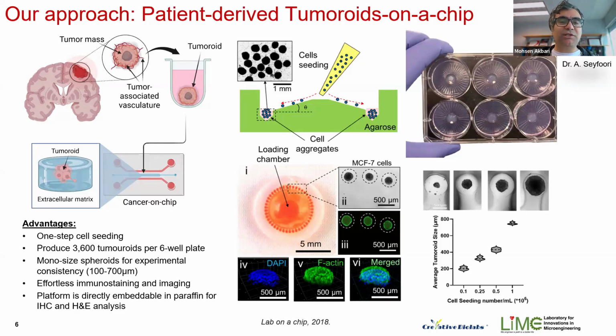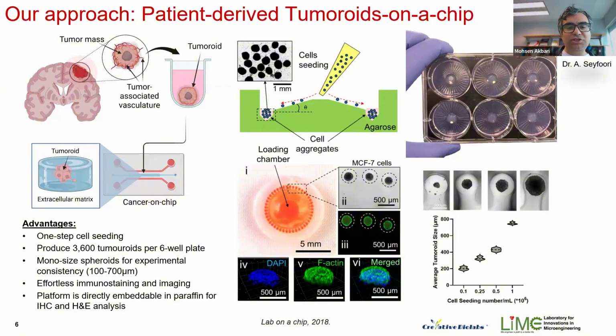So the approach we're using is to use these inserts and create these little tumoroids using cell lines or patient-derived cells, and then implanting these tumoroids into microfluidic components, which could be either integrated into our insert, or it could be a device that is independent of our platform, and then the tumoroids have to be transferred to that microfluidic device.